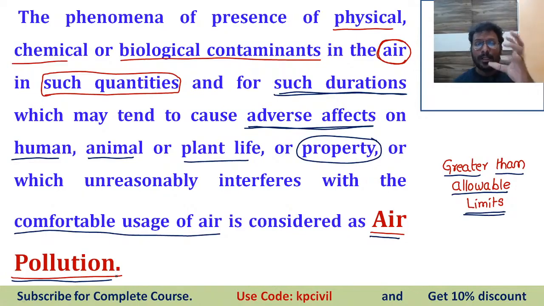Students, did you get clarity on what is meant by air pollution, how it happened, why it happened? The impurities, physical, chemical and biological, in more than the required quantity, spending a longer time in the atmosphere, cause adverse effects on human, animal and plant life or cause damage to properties. That makes air not in a comfortable condition. That is called air pollution.